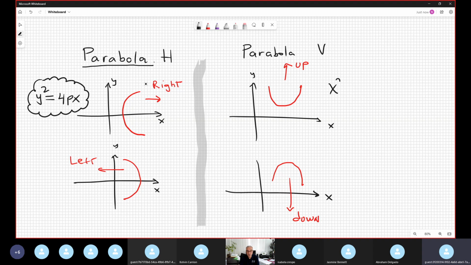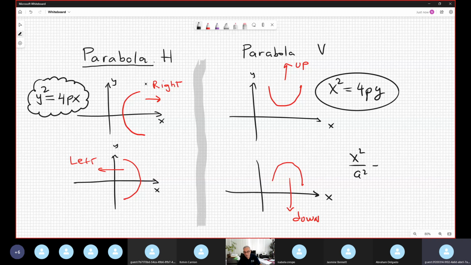And the formula for the vertical is x squared equal 4py. This is super easy to identify what kind of parabola we have, depending on which variable is the square. So we have two variables. In the ellipse, you remember that both variables are squared: x squared, y squared. No, in the parabola, no. In the parabola, we have one square and another no square, linear. The identification: if the square is y, the parabola is horizontal. If the square is x, the parabola is vertical.